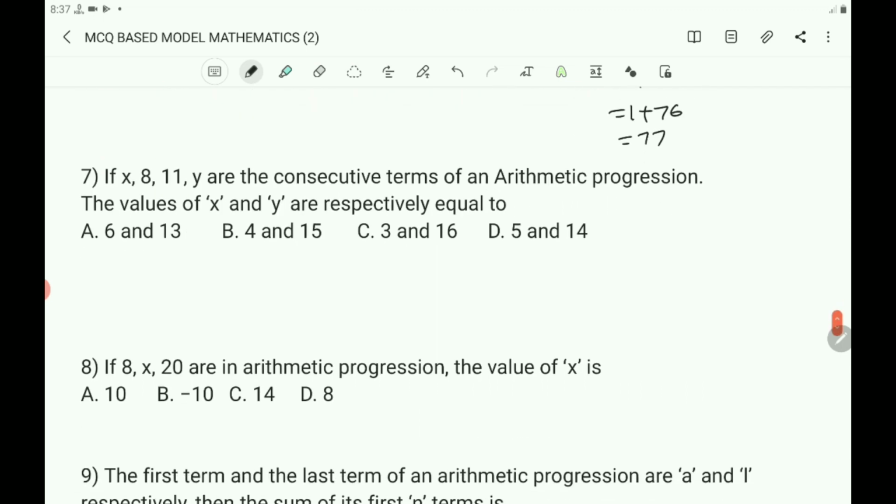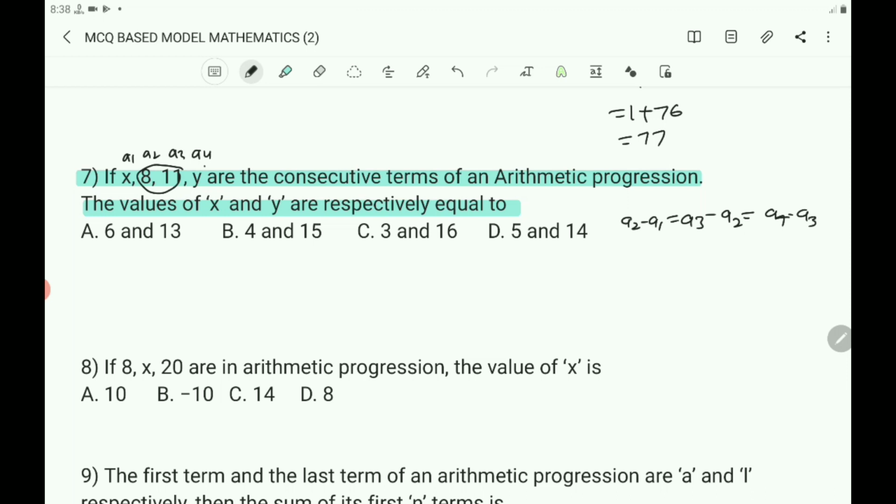Next, seventh question. What is that seventh question? If x, 8, 11, y are the consecutive terms of arithmetic progression, the values of x and y are respectively equal to. Here, you know that this is A1, A2, A3, A4. You know that A2 minus A1 equals A3 minus A2, that equals A4 minus A3. You can use that relation.